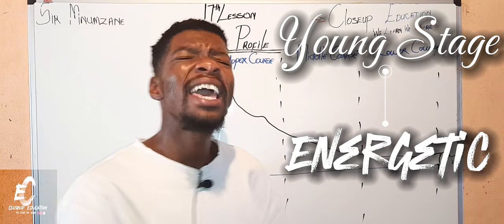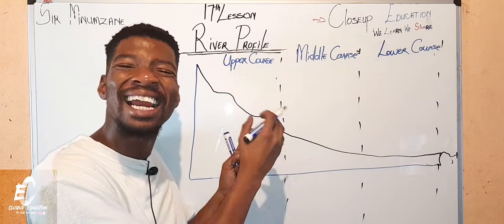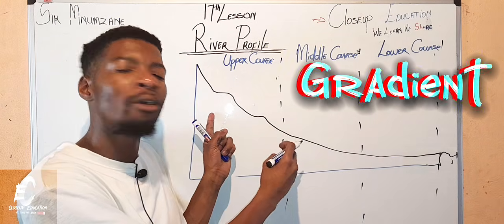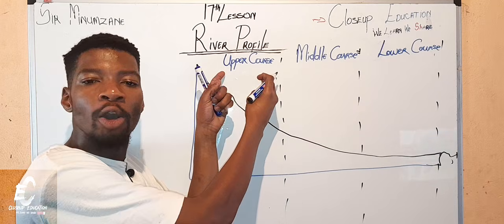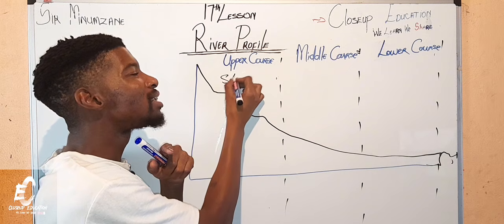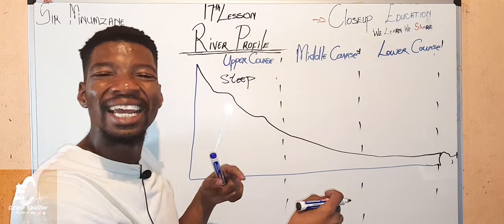The river, it is flowing at the high speed. Why is it flowing at the high speed? Because when we are looking at the gradient of this longitudinal profile, we can definitely see that it is very steep. So our upper course, it is associated with steep. So in the upper course, it is very steep. The gradient, it is steep.